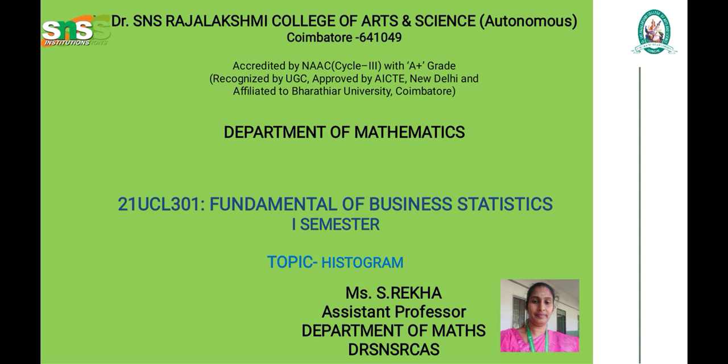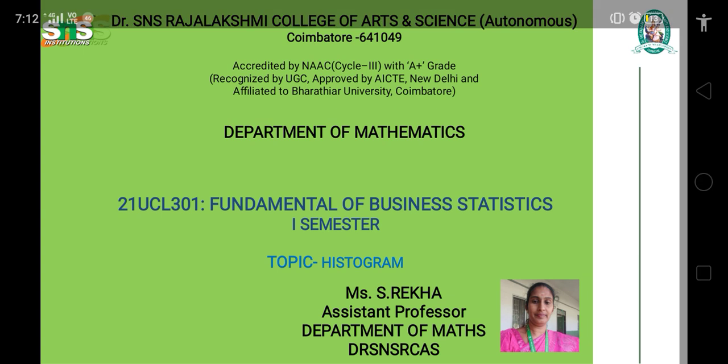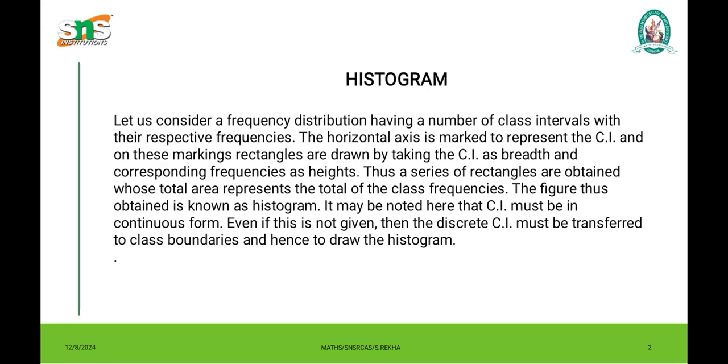It is nothing but a histogram. So how to draw a histogram, today we will see. A histogram is nothing but a frequency distribution having a number of class intervals, and it should be a continuous diagram. The horizontal axis is marked to represent the class intervals, based on the corresponding frequency.